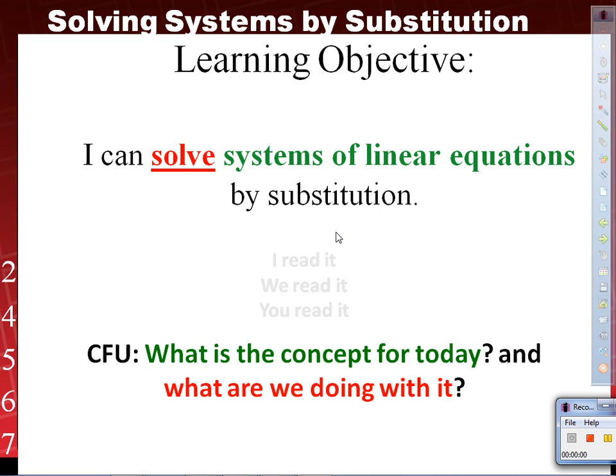Today I can solve systems of linear equations by substitution. Let's read together: 1, 2, 3. I can solve systems of linear equations by substitution.